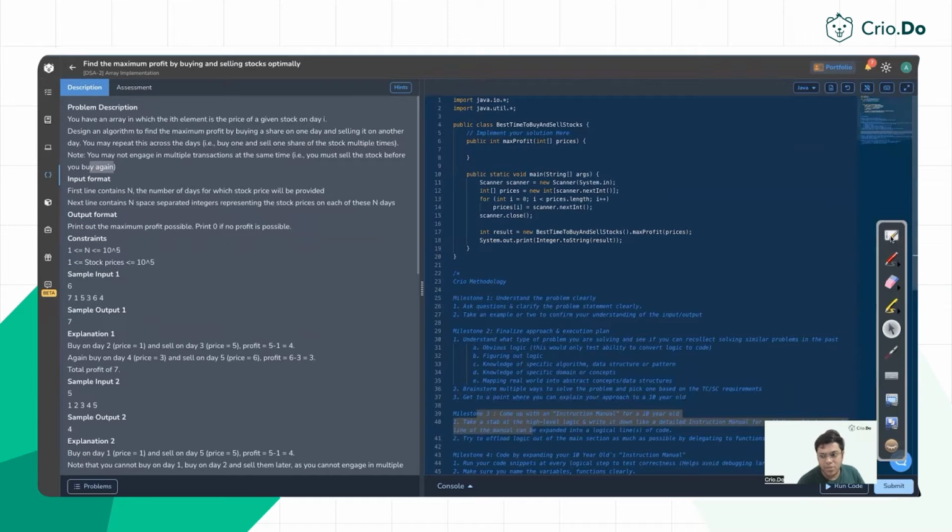So if I am giving you an array, let's say I am saying you are buying a stock on some day, then what is the next possible thing which you can do? Can you sell it? Of course, we can sell a stock which we have bought. But can we buy another stock? No, this is not possible.